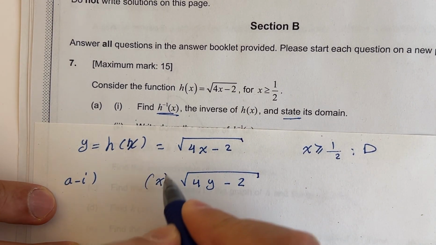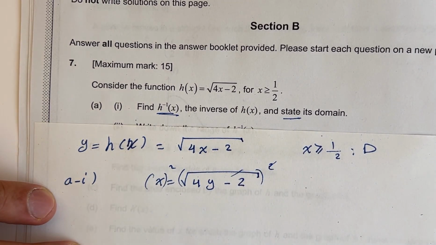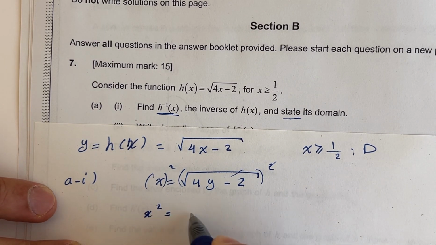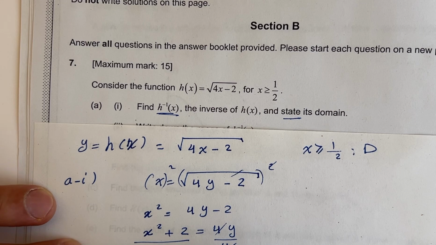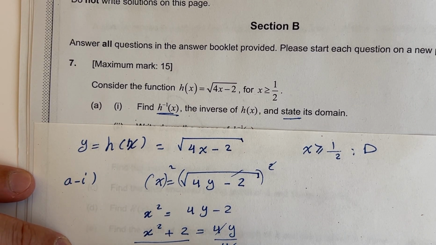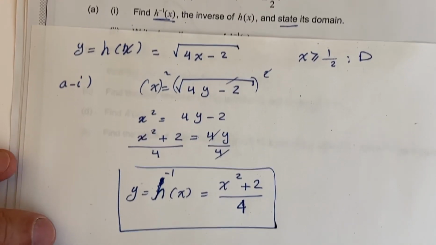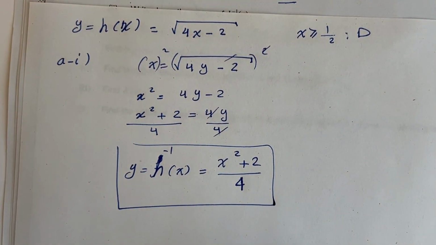So here I would square both sides to delete the square root. So x squared equals 4y minus 2, then isolate y. So plus 2, x squared plus 2 equals 4y, divided by 4. So y equals, the third step is writing y as the inverse, which is h negative 1 of x equals x squared plus 2 over 4. So this is the inverse, and they need the domain for it.